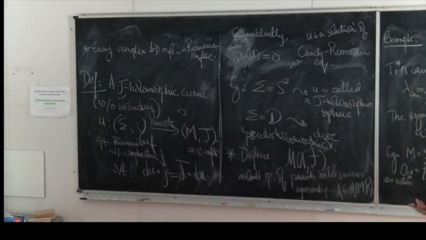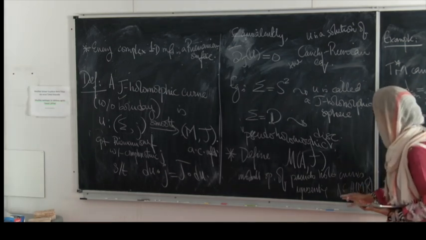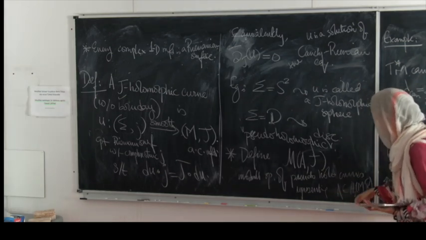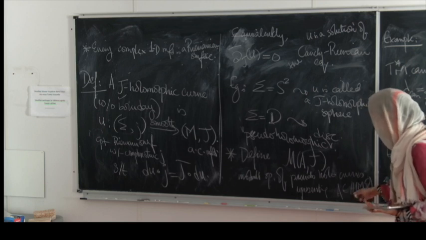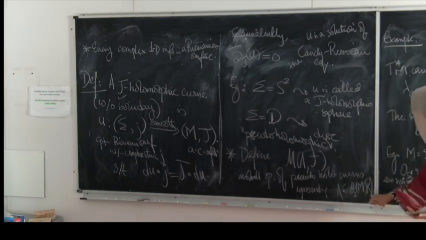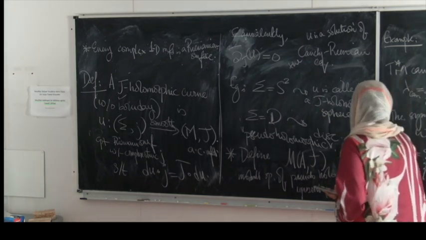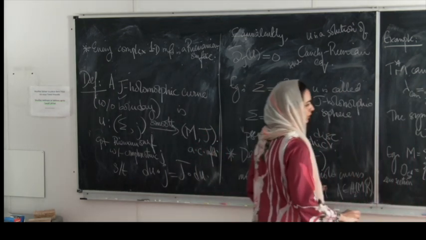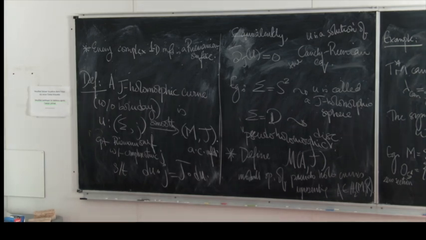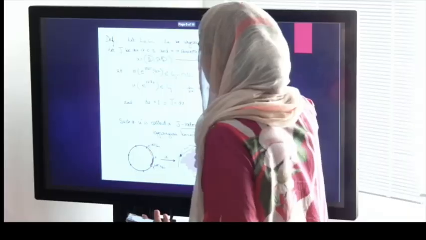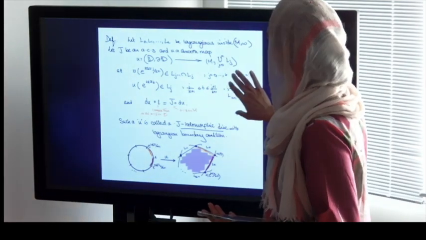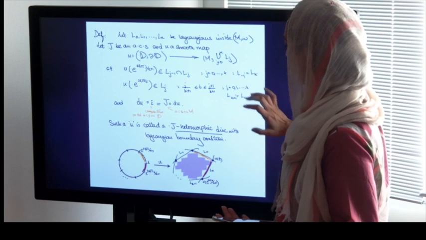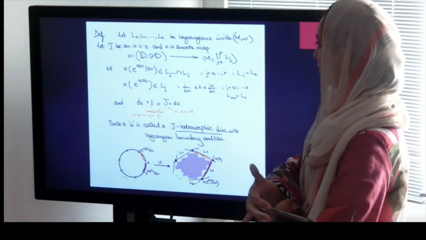Okay, so this class lives in H2 because it's something two-dimensional, real. So anyways, this is very hand-wavy. I don't mean to give you much more detail, so we can come back to more detail later. So this is the definition for something that you have with boundary, with Lagrangian boundary conditions.